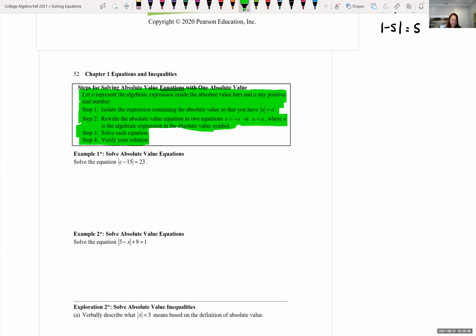So in this first example, inside the absolute value, the algebraic expression is C minus 15. And then outside the absolute value, we have equals 23. So first step, it's already done for us. The absolute value is already isolated. And so the next step is setting what's inside the absolute value, which is C minus 15, equal to the negative of the other side, so negative 23, or C minus 15 is equal to the positive of the other side, which is 23.